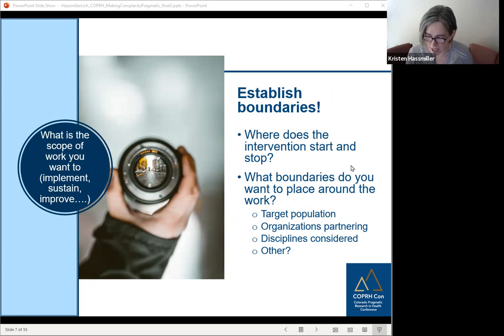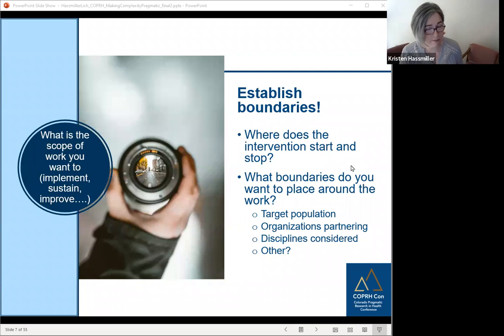and have it feel a little bit more bounded is to establish boundaries. So instead of trying to bend a curve, if what we're trying to do is think about how to implement a complex intervention or to change some narrow scope of work or structure of a system, set boundaries so that we are very clear about what we're working on. And don't start with everything.